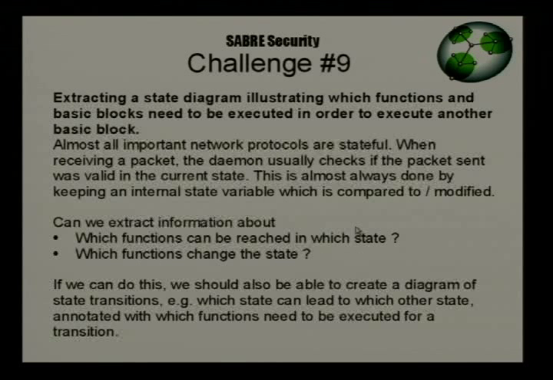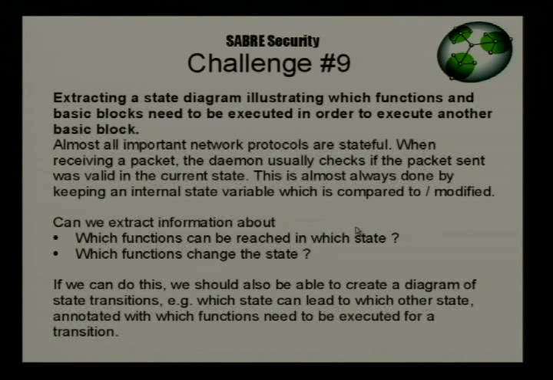All right, challenge number 9. This is a fun one. Given a network daemon that has some sort of internal state, like an ISAKMP parser or whatever, with some state variable internally that they update depending on what's happening on the network, can we construct basically a state diagram from the executable? First of all, we need to separate the functions into functions that can be reached in a certain state. So you'd be separating it like: these functions are reached in state 1, these functions are reached in state 2, these functions are reached in whichever state.